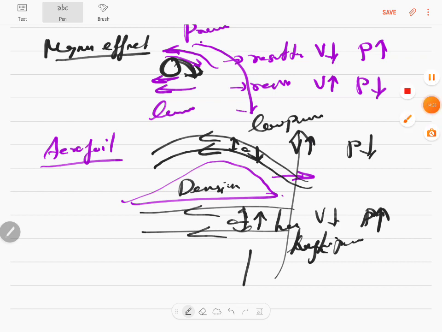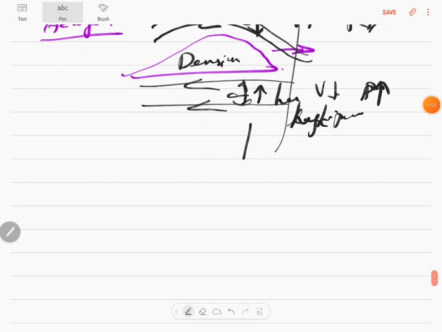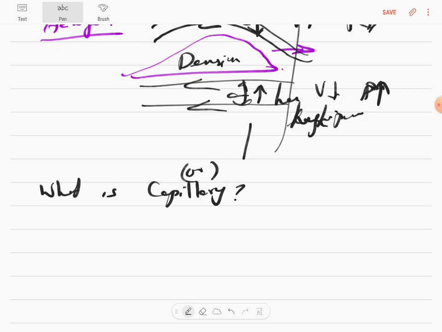So that completes it. The next question is an OR question, which I want to discuss. OR. What is capillary? Give two examples of capillary from daily life. Derive an expression for ascent of the liquid inside the capillary tube when it's dipped in a liquid, with appropriate diagram.